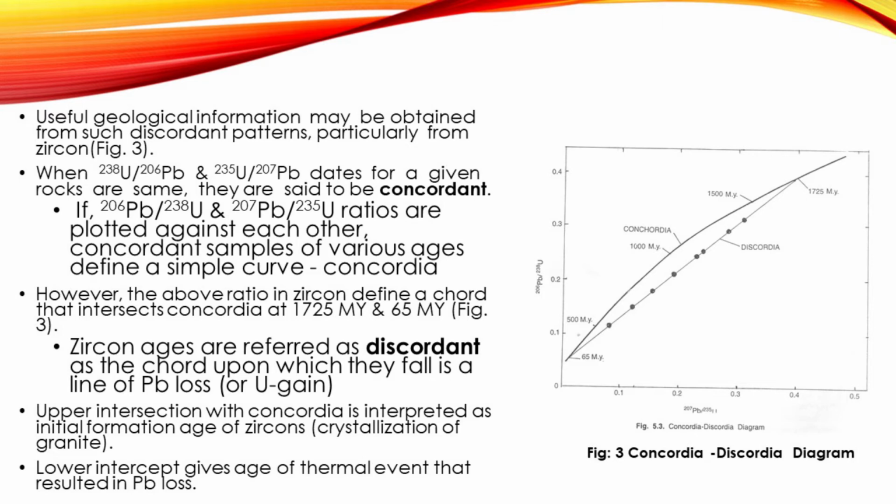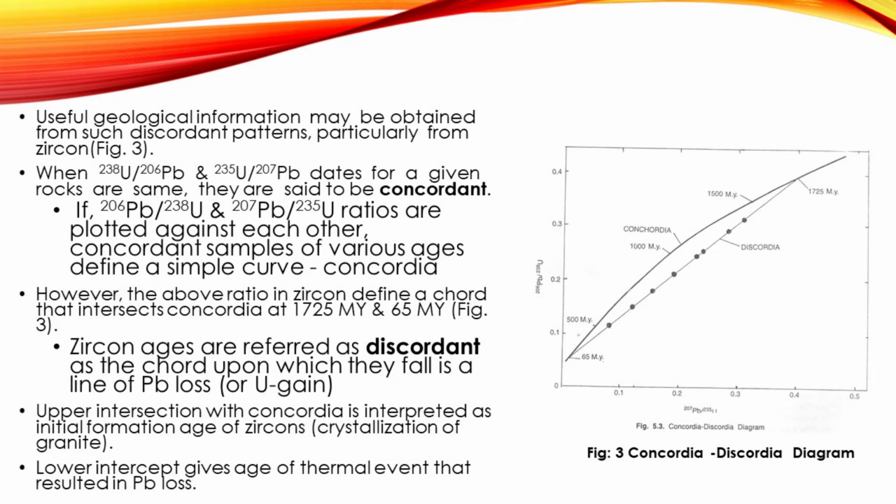In some cases, the uranium-238 to lead-206 ratio and the uranium-235 to lead-207 ratio dates for a mineral are found to be concordant. Often, discordant dates are obtained, which result due to lack of closed system behavior, for example, loss of lead during metamorphic events after crystallization. Very useful geological information may be obtained from such discordant age patterns, particularly from zircon, as exemplified by the concordia-discordia diagram as shown in figure 3.